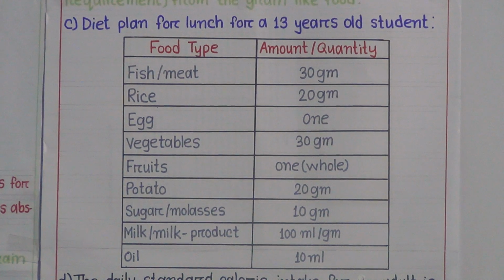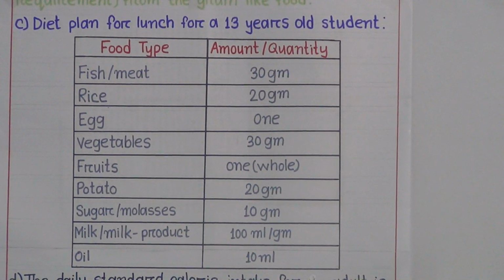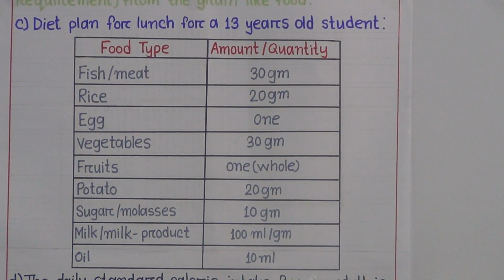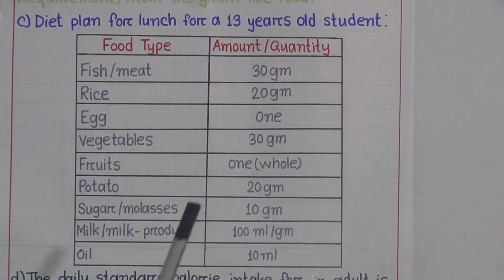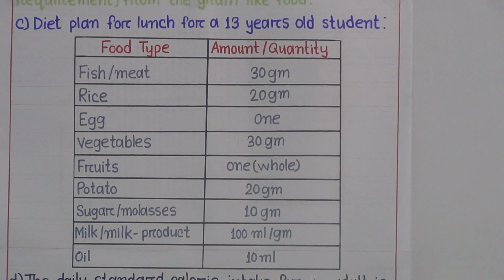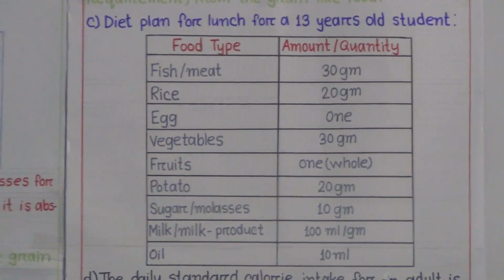Okay, so I hope you can understand how you have to make a chart or a diet plan for lunch for a 13 years old student. You can follow this for your lunch as you are also a student of 12 or 13, very similar to this age.